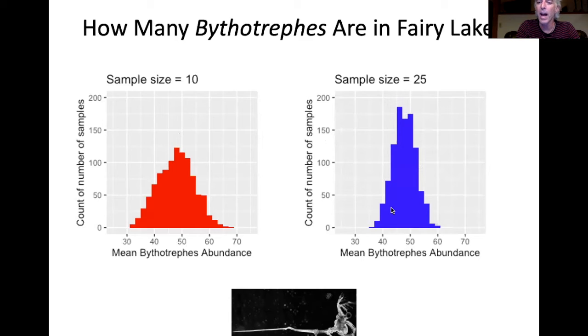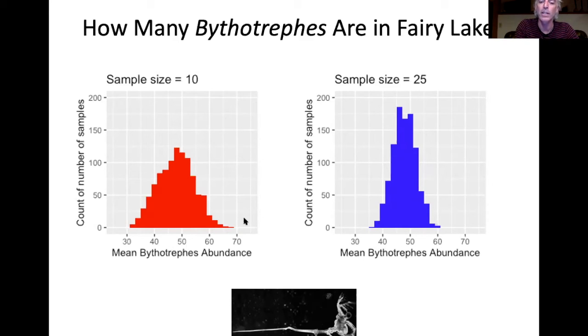So here's what that histogram would look like, shown in blue. Each of the 1,000 samples was based on a sample size of 25 net pulls instead of a sample size of 10 net pulls as shown in the figure on the left. And the difference that you can see is that the variability among those samples, that is the sampling error, is much smaller in the blue histogram than it is in the red histogram.